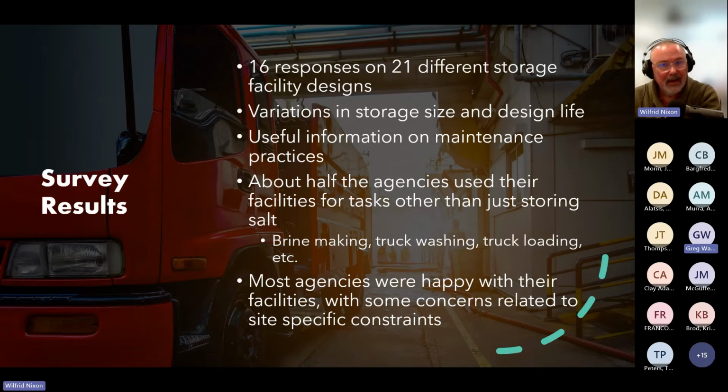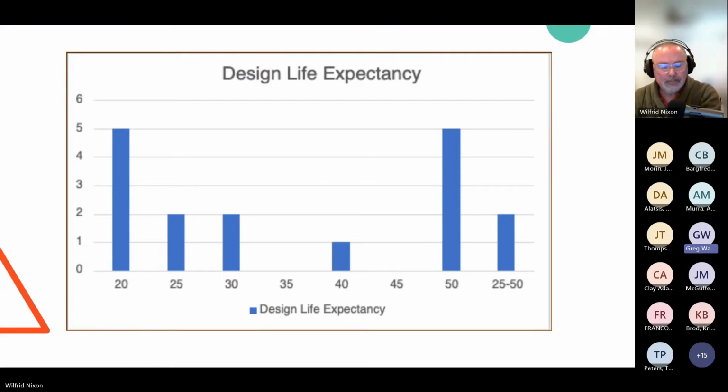Those are not surprising results in a way, but the good news is most agencies were happy with their facilities. Here's that data on the design life. As you can see, a few were as low as 20, but the majority were in the range of 25 to 50 years for their design life expectancy.